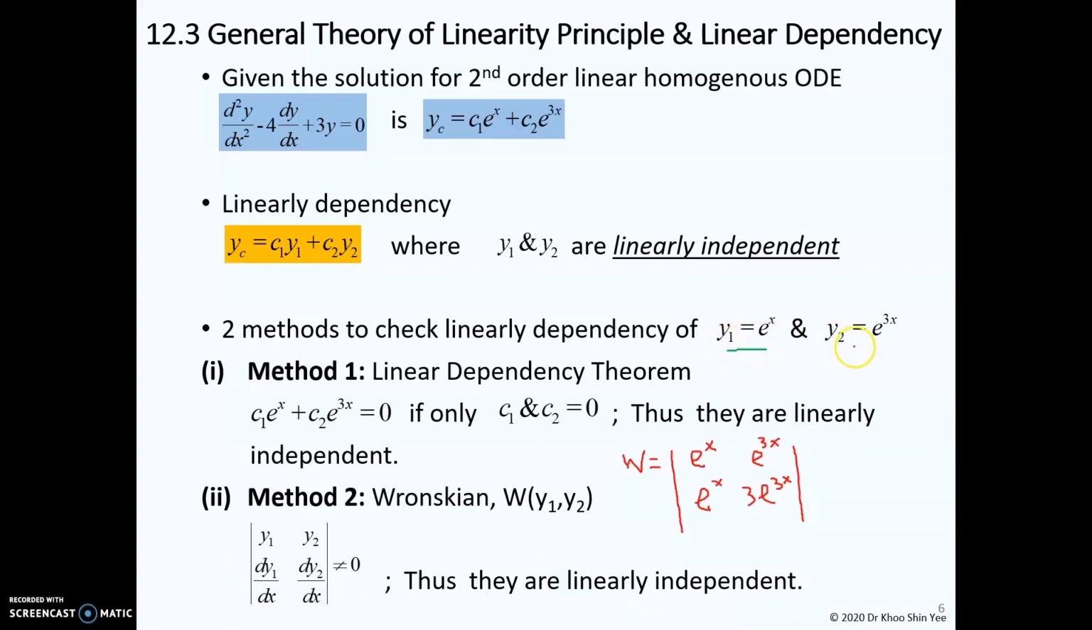Let's check the linear dependency of the two solutions here by using the Wronskian method. So the W here is equal to the determinant of your y1 and y2, and this is your y1 prime. After you differentiate, you should obtain e^x also. So this is your y2 prime. If you differentiate y2, you should obtain 3e^3x here. So you perform the determinant, then you need to multiply these two elements to obtain e^x multiplied with 3e^3x.